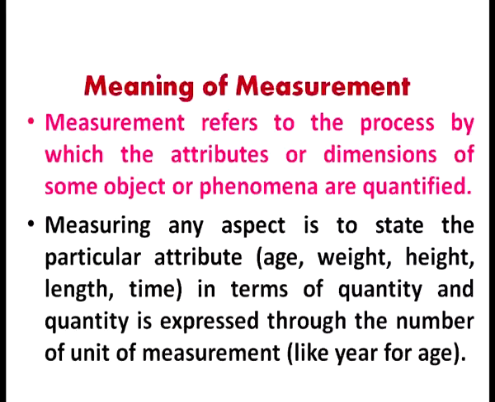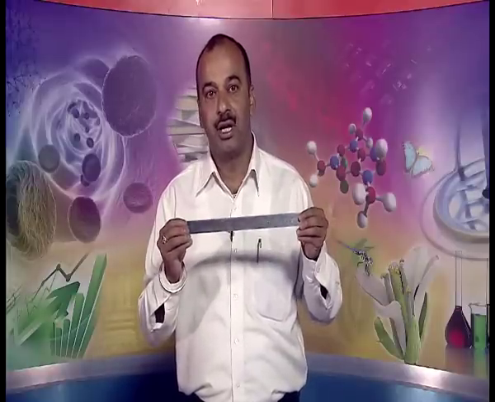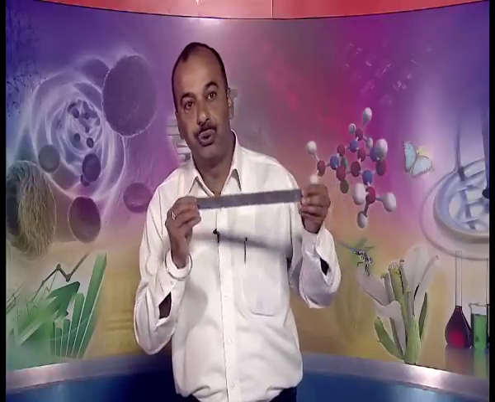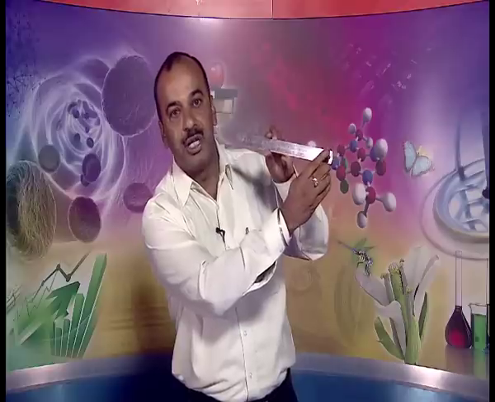For example, you can see that this is a scale. You all, as teachers, have used this scale in your classroom, which is used to measure the length of different objects. On the one side, you can see this scale has centimeters marked on it, and on the other side, on the bottom side of this scale, we have inches. So when we measure the length or height or breadth of any object, we try to measure that attribute.